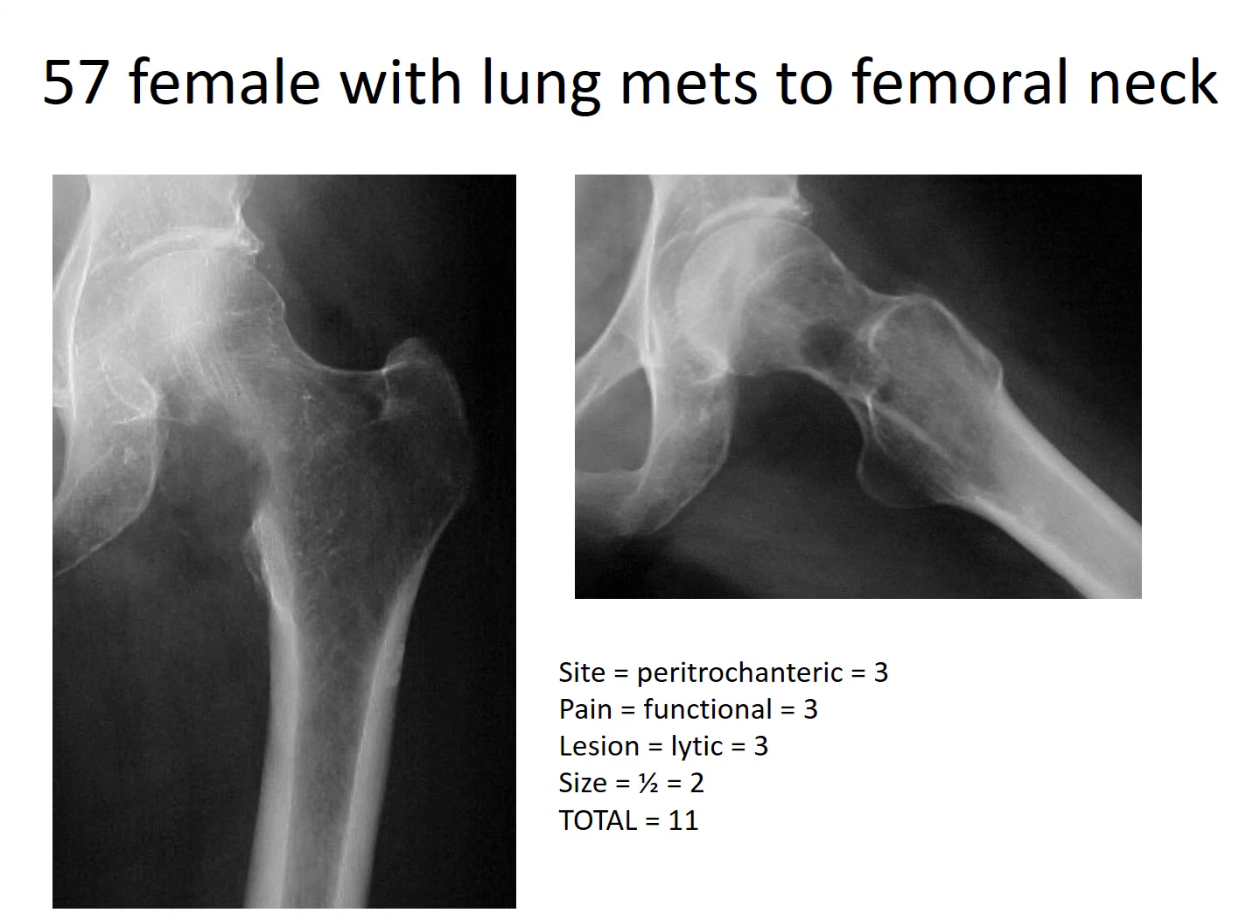This is a 57-year-old woman with lung mets to the femoral neck. It's peritrochanteric, so there's 3 points. Functional pain: you'll need the information that the patient has pain with weight bearing or getting up from a chair. The lesion is lytic. It is destroying at least half of the femoral neck, seen on lateral x-ray. This gives you a total of 11, which tells you that this is a patient who should be taken to surgery for fixation of this fracture.